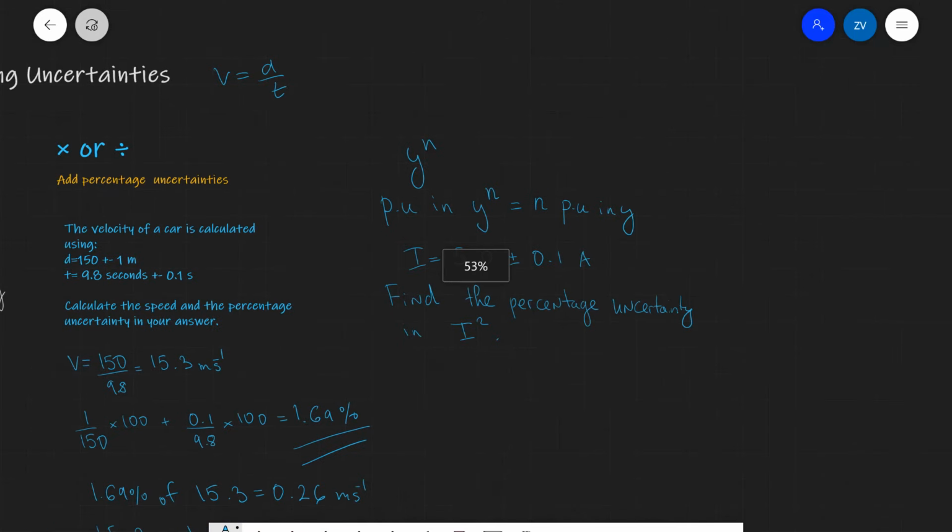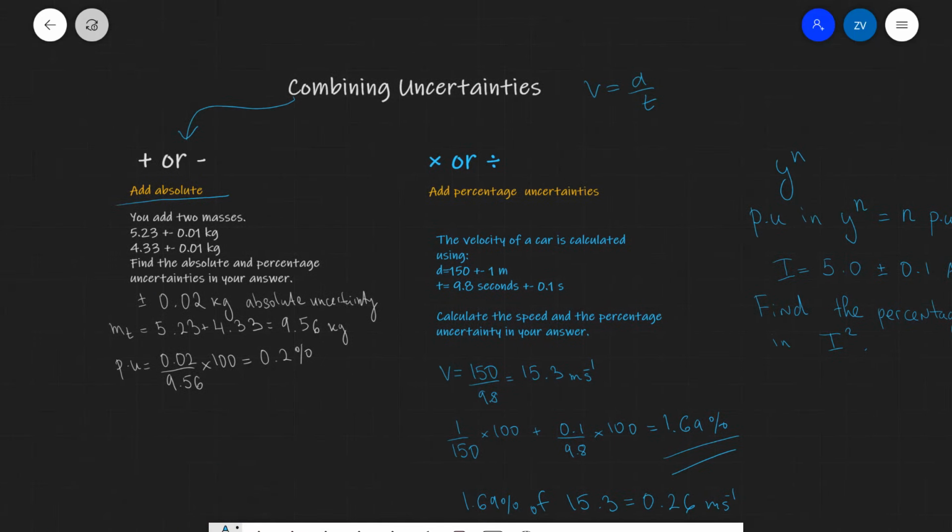So just to summarize, if we are adding or subtracting quantities, we add the absolute uncertainties. If we are multiplying or dividing quantities, we add the percentage uncertainties. We never ever take away uncertainties. We only add them. The question is, which ones do we add, absolute or percentage?